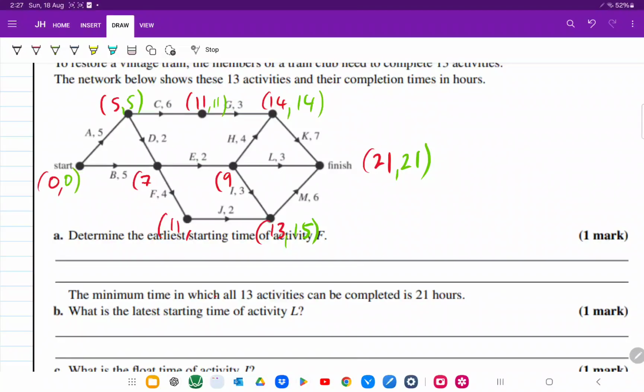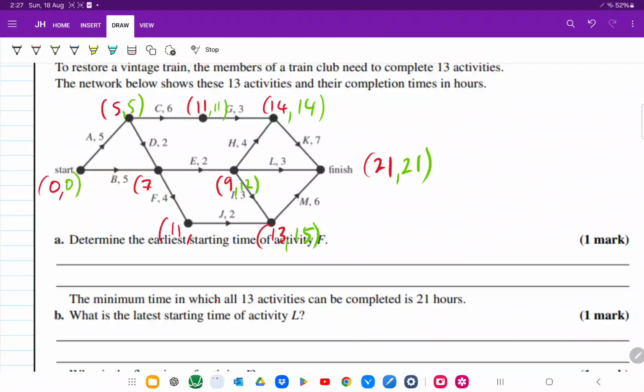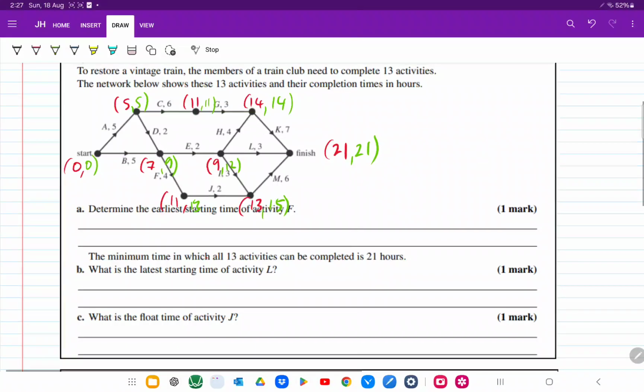And the other parts, so 21 minus 6 is 15, minus 3 is 12. 12 minus 2 is 11, but we'll keep that there for now. So 15 minus 2 is 13. 13 goes here. 13 minus 4 is 9. And we've got our latest start times as well. So the earliest start time for F is, where is it? Here. So that's 7.